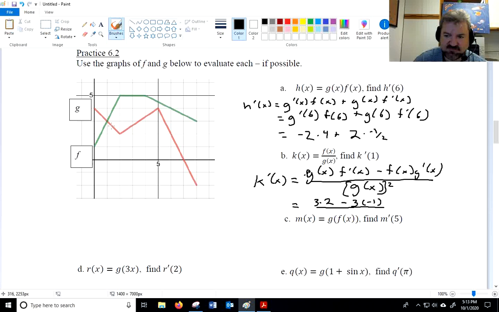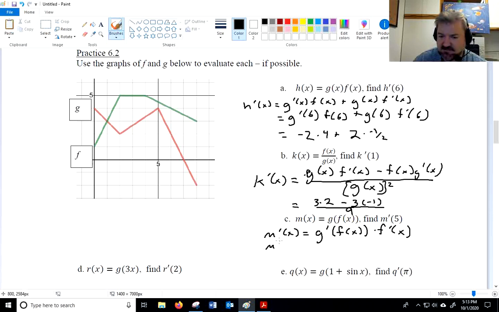g of x squared would be g of 1 squared. g of 1 is 3, so squared would be 9. All right. Okay, now we have a product rule problem. So the m prime of x is the derivative of the outside, so g prime, but the inside stays exactly the same, times f prime, the derivative of the inside.